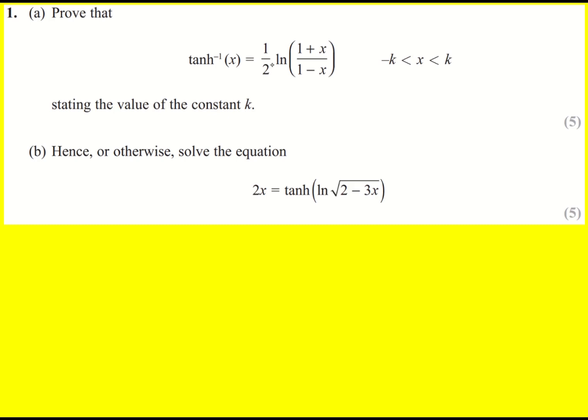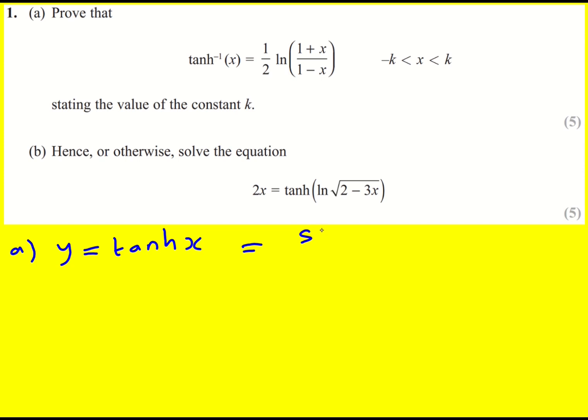The inverse tan hyperbolic is equal to this: a half ln of 1 plus x over 1 minus x. And we also need to find the domain. So we're going to start by writing y equals tan hyperbolic of x. I'm going to be making x the subject to get the inverse function, but we're going to be getting it in terms of exponentials.